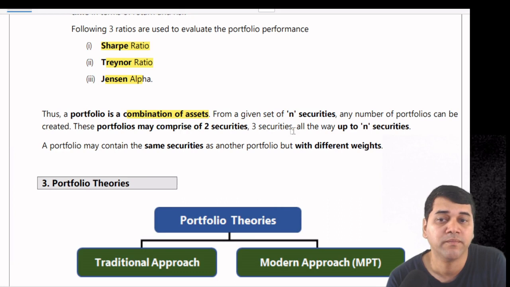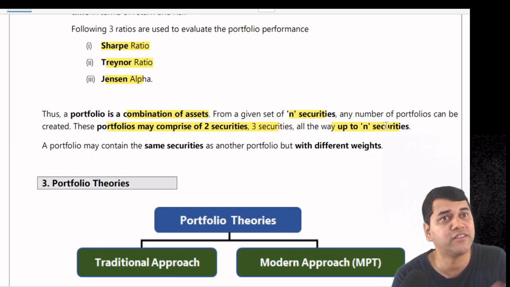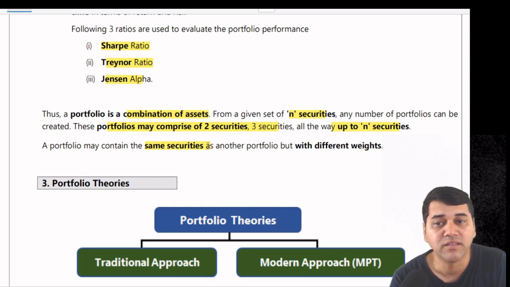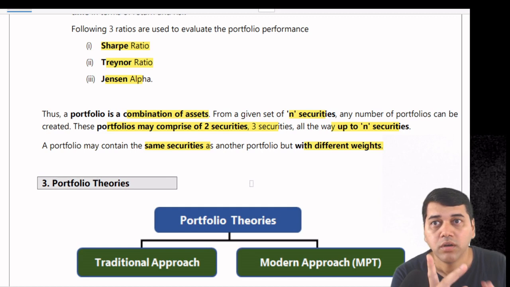Given n securities, you can comprise different categories of portfolio. This portfolio may comprise only 2 securities, 3 securities, or up to n securities, and there is a combination also. What should be the proportion? A portfolio may contain the same securities with different weights. That is also another portfolio. So you have 2 securities at 50-50, that is one portfolio. The same securities at 60-40 is another portfolio.